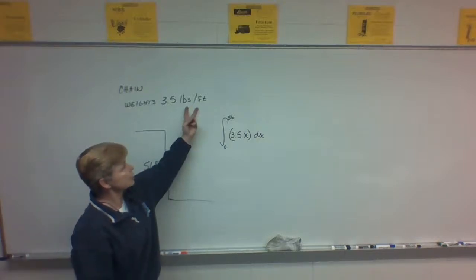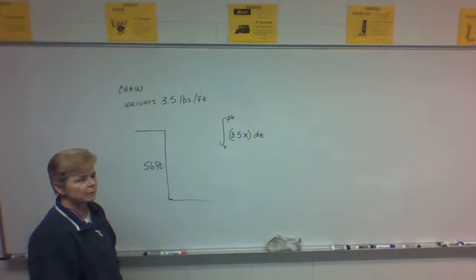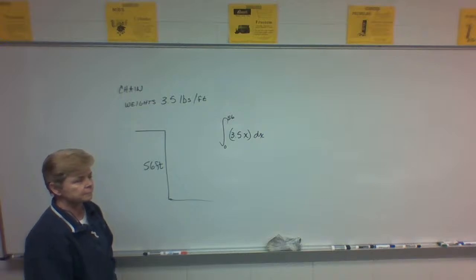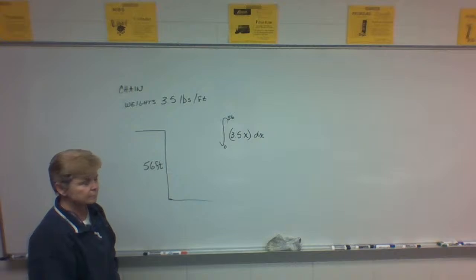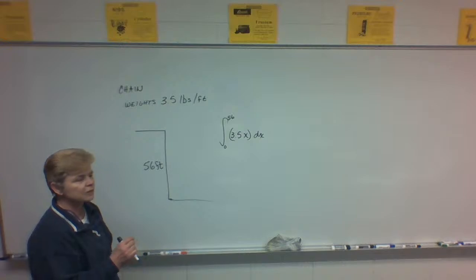But how do you come up with what you're going to integrate? Your lower limit is 0 because you're starting from the ground, and you can only raise it 56 feet because that's as high as it goes. Each piece of the chain can be raised at the most 56 feet. We're going to collect all the little bits of force times distance. So 3.5 is force times distance.